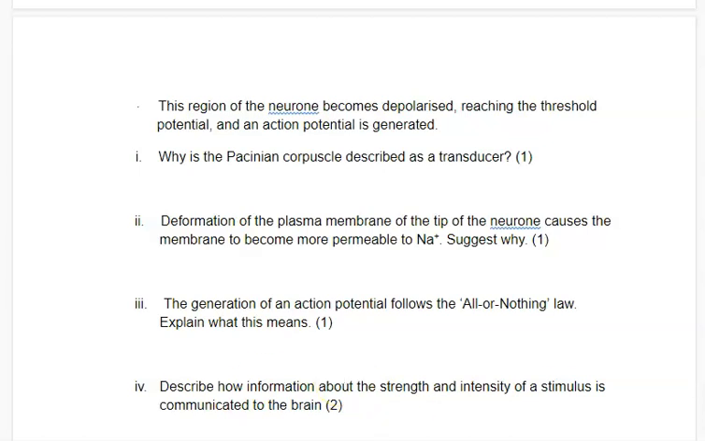Why is the pacinian corpuscle described as a transducer? Well, a transducer is something that converts from one form of energy to another, and in this instance it converts mechanical energy into electrical energy, which is our impulse.